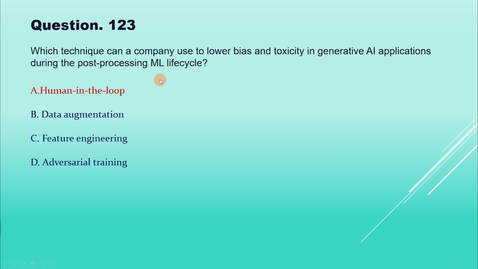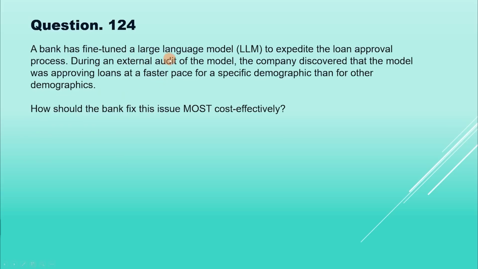Now question number 124. A bank has fine-tuned a large language model to expedite the loan approval process. During an external audit of the model, the company discovered that the model was approving loans at a faster pace for a specific demographic than for other demographics. How should the bank fix this issue most cost effectively? This is the keyword here, so you should focus on this.